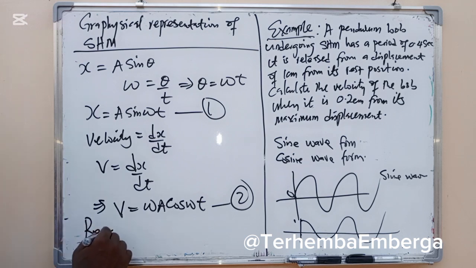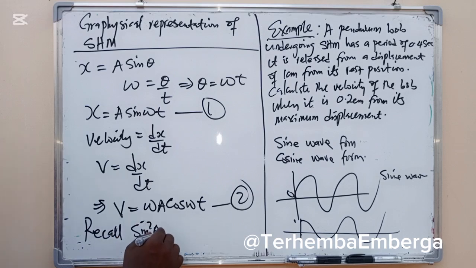Recall that sine square theta plus cos square theta is equal to 1. In trigonometry, this is an identity.